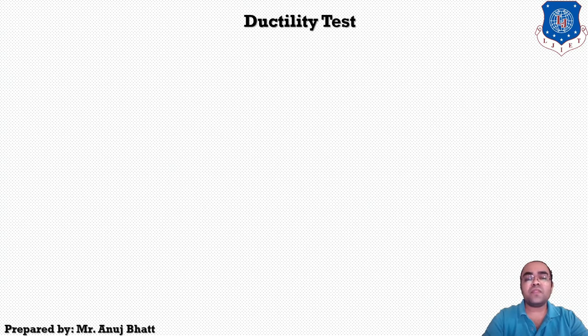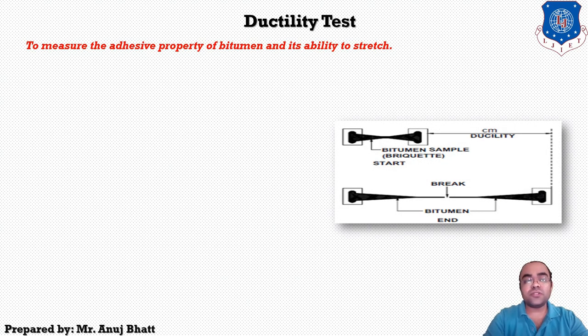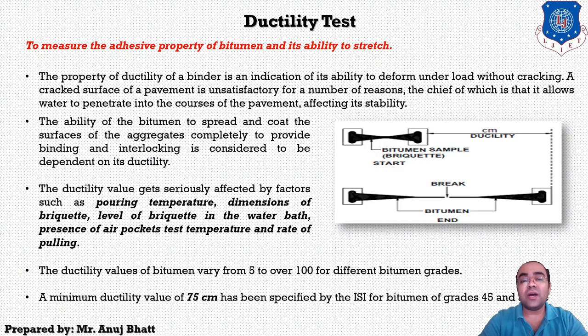So, starting with the first one, that is the ductility test. The ductility test is to be performed to measure the adhesive properties of bitumen and its ability to stretch. The property of ductility of a binder is an indication of its ability to deform under load without cracking. A cracked surface of a pavement is unsatisfactory for a number of reasons. The chief reason is that it allows water to penetrate into the core of the pavement, and that will definitely affect the stability of the structure.